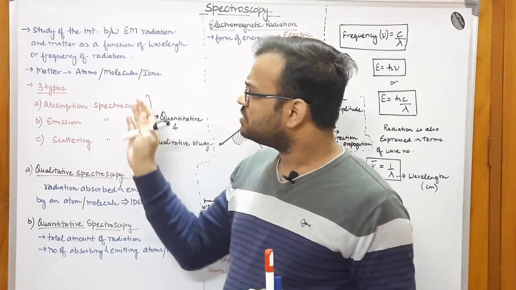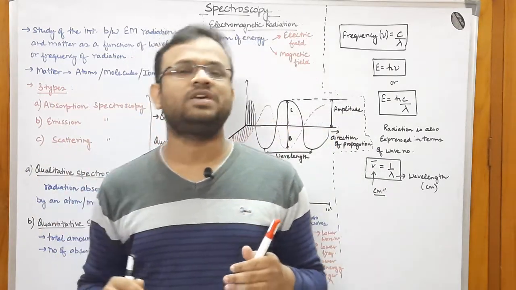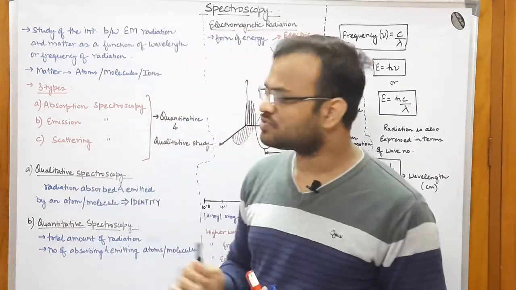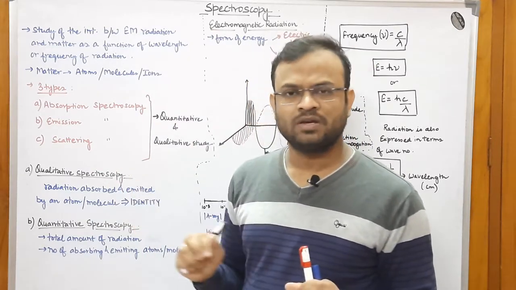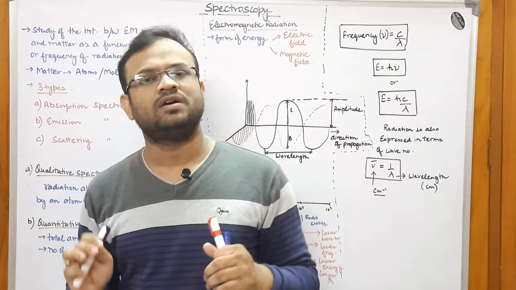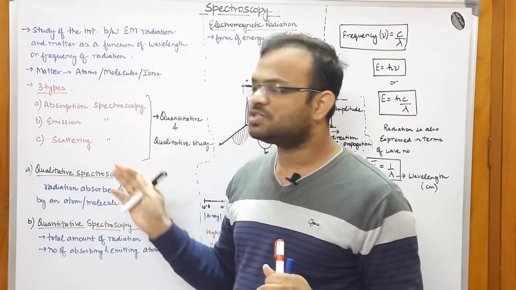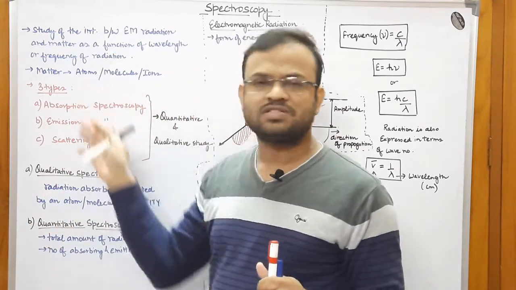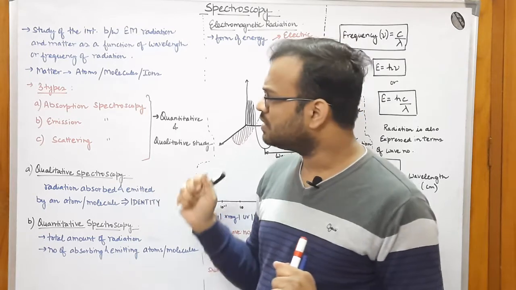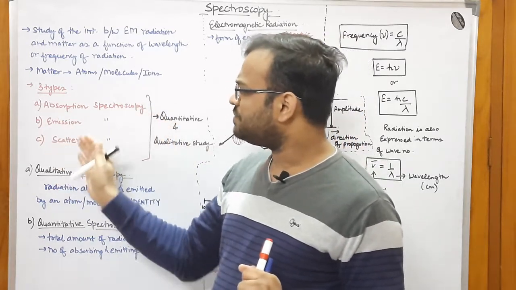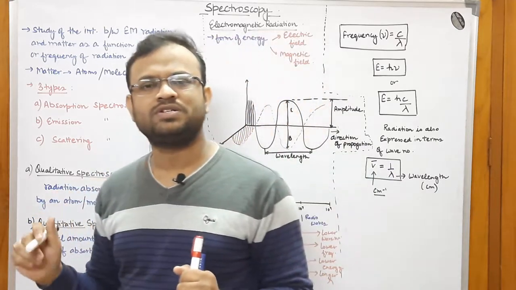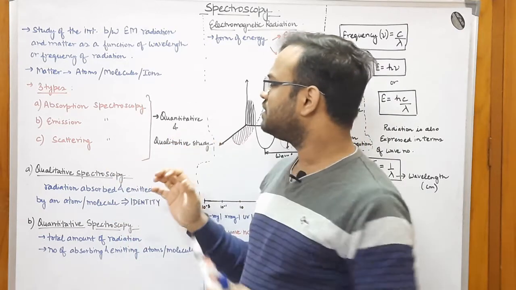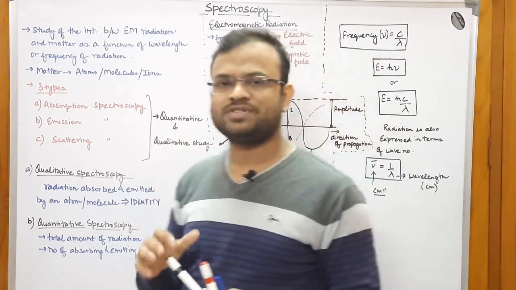Now, spectroscopy can be of basically three types: absorption spectroscopy, emission spectroscopy and scattering spectroscopy. Okay, these are the three types of spectroscopy. We would understand these in future lectures, but today I just want to briefly introduce this topic to you. Whatever information you gain from this spectroscopy would be utilized in quantitative and qualitative studies.